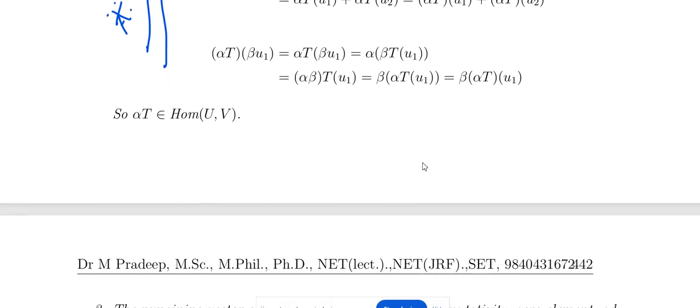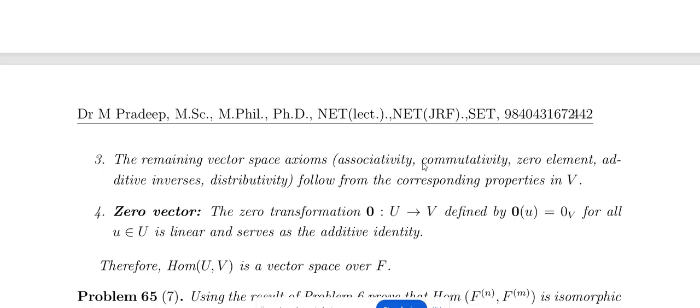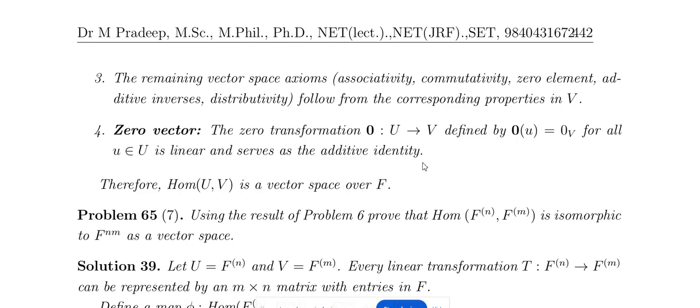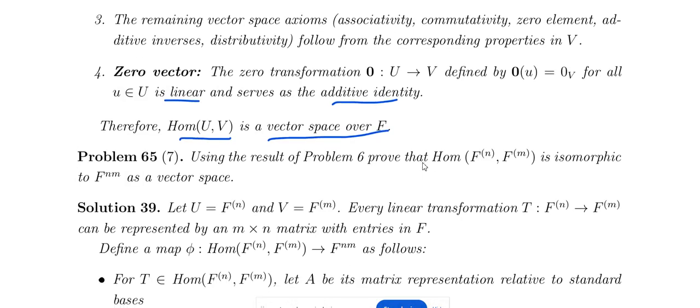So from this, the homomorphism of U comma V is a vector space. The remaining vector space axioms, that is associativity, commutativity, zero element, additive inverse and distributivity, follow from these properties, and scalar multiplication and closure are obviously true. The zero vector means the map from U to V with 0 of u equal to 0 of v for all u, v is linear, called the identity, and it serves as the additive identity. So the homomorphism of U comma V is a vector space over F.